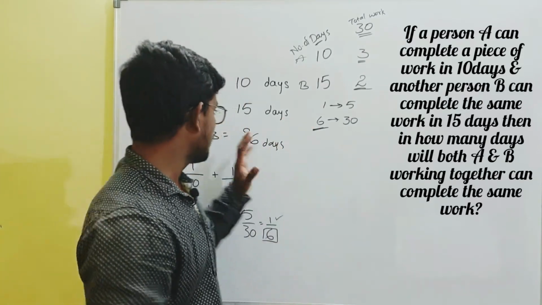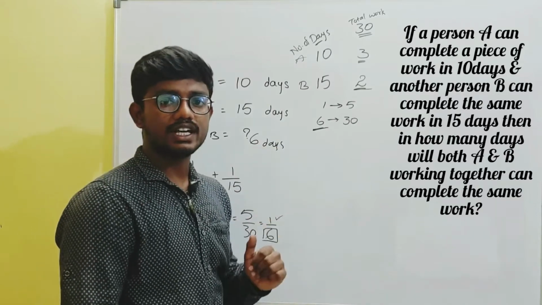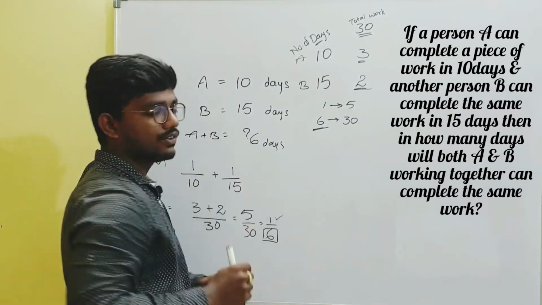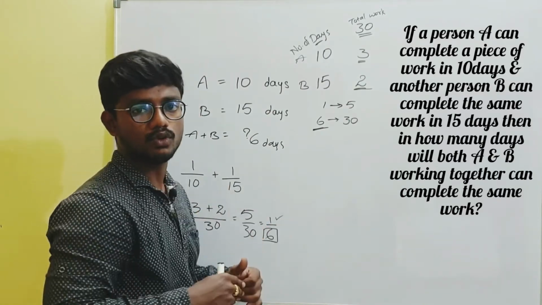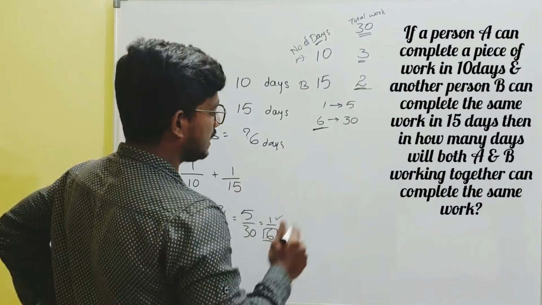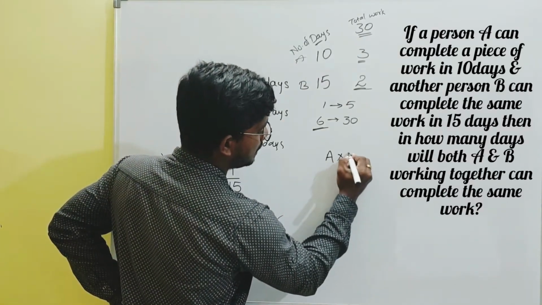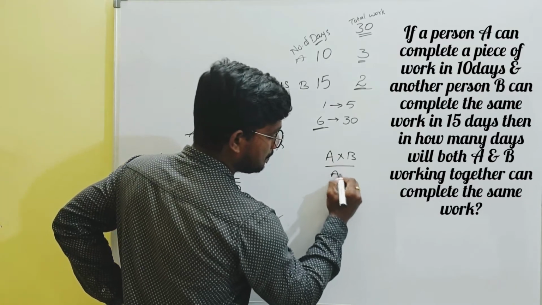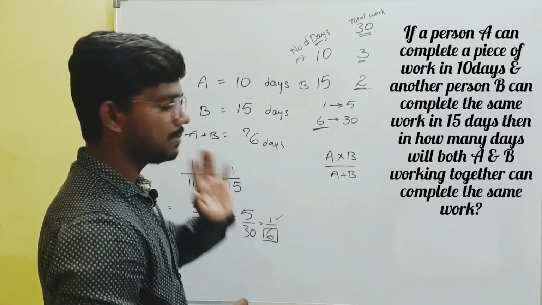Another method is, in the same way, if two persons are given and they ask the number of days taken by both of them working together, such type of questions with no conditions. Conditions means, for example, person A is working for X days and person B is working for Y days. We cannot use the procedure I am going to tell if such conditions are present. In this question no conditions are given, so I am taking this. We can directly multiply the number of days: A into B by A plus B.